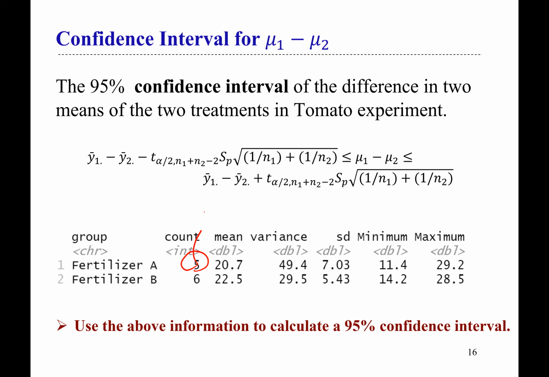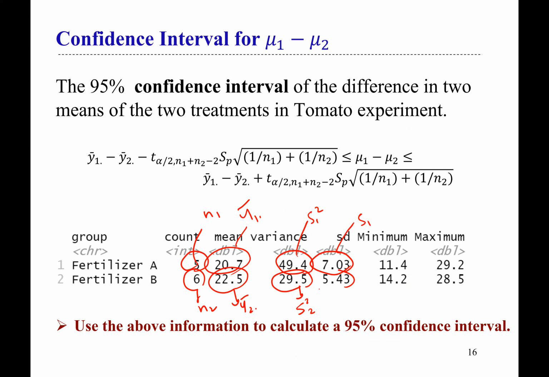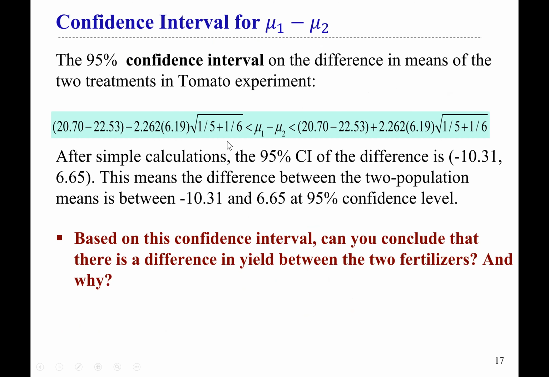As I said, this one is n1. This one is n2. This one is y1 dot bar. This one is y2 dot bar. This one is s square 1. This one is s square 2. And this one is S1, this one is S2. So I plug in all these values, I plug in N1, N2, and I calculated Sp squared, and plug in t, plug in Y1 dot bar, Y2 dot bar, you get lower limit is negative 10.31, upper limit is 6.65.